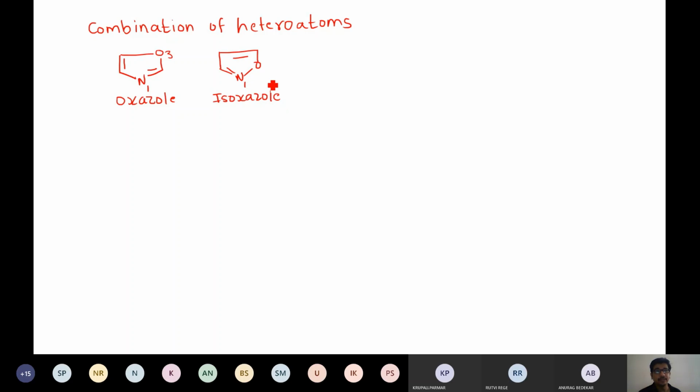We are talking about common names, right? So right now we don't want to worry about 1,3 or 1,2. The 1,3 isomer is actually called oxazole. The 1,2 isomer is actually called isoxazole.